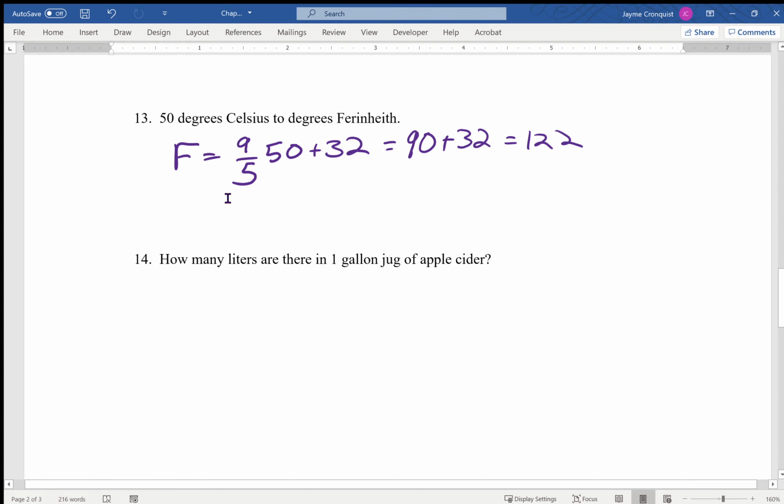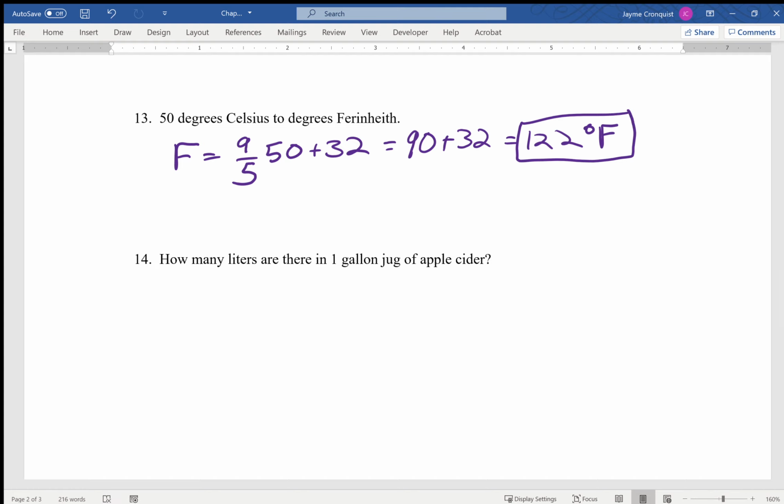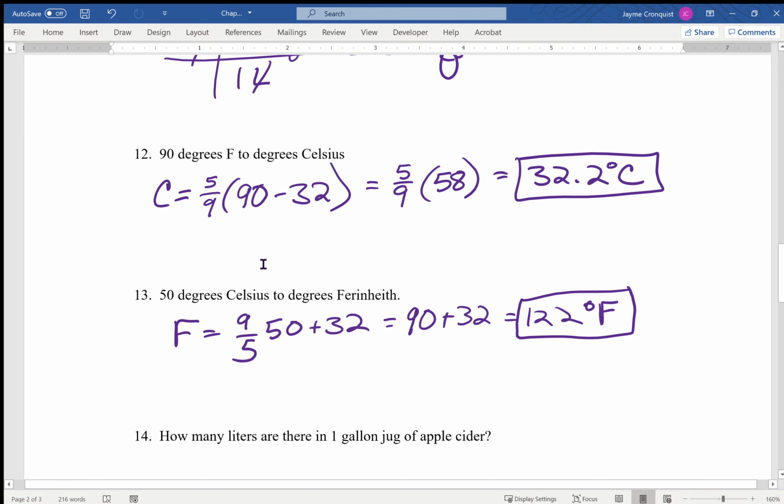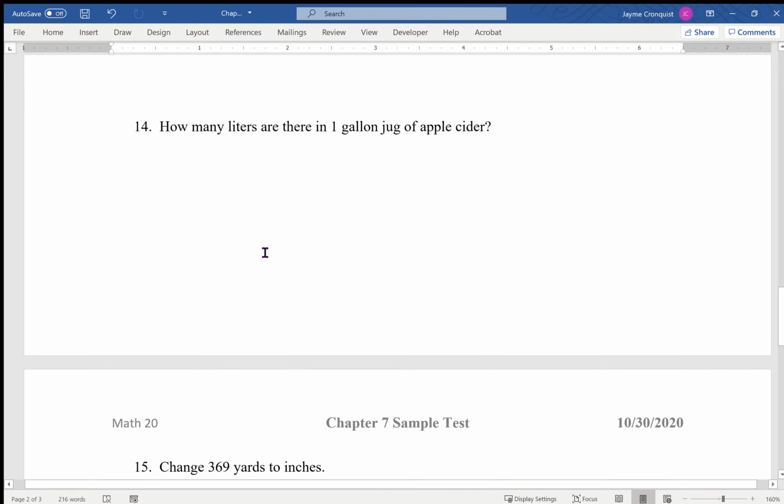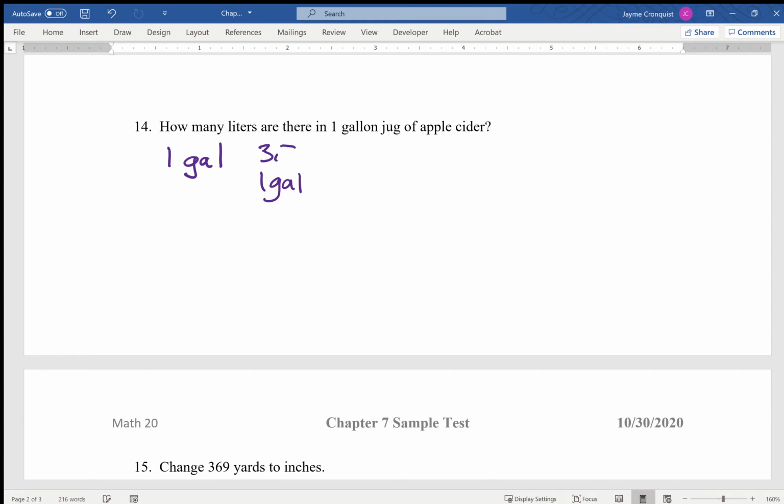All right. Oh, I didn't do that. Degrees Fahrenheit. There we go. Did I box my last one? I did, okay. How many liters are there in 1 gallon jug of apple cider? So I have 1 gallon, and in 1 gallon, I have 3.785 liters. So that's my answer, 3.7.